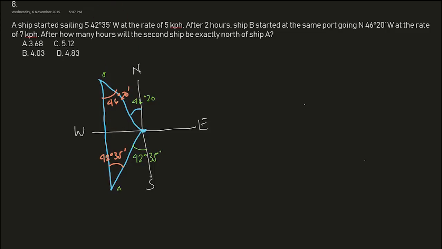So now, since nakuha na natin yung mga angle na dyan, let's go back to the problem. Sabi dito, nauna daw yung ship A na nasa rate ng 5 kph. After 2 hours, ship B started. So, nauna ito ng 2 hours. Ibig sabihin, nauna siya sa distance na 10 kilometers. Ngayon, itong ship B, meron naman siyang 7 kilometers per hour na speed. So, nang nasa 10 kilometers na siya, magsisimula pa lang to.